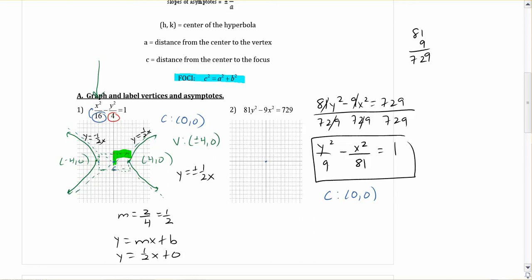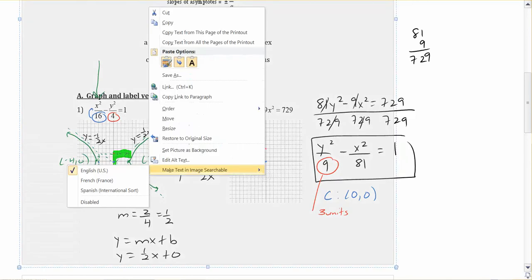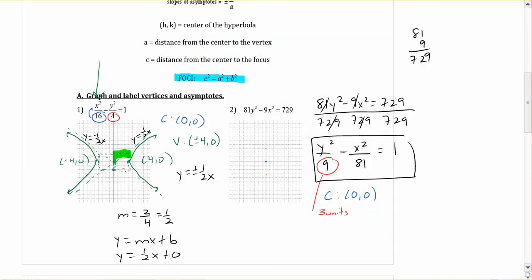From the center, let's look in the y direction, right? In the y direction, let me make this red. I'm going to say, okay, if I have 9 here, then that means the value that I'm going to go, if I take the square root of 9, I'm going to go 3 units in the vertical direction, the y direction, away from my center. So 1, 2, 3, 1, 2, 3.